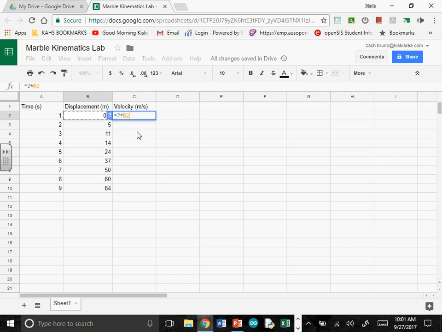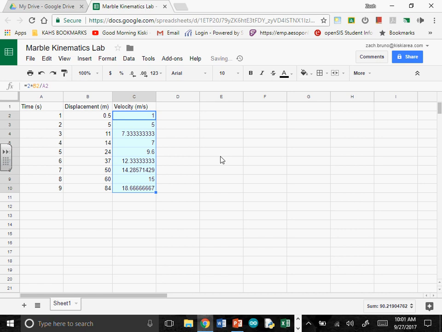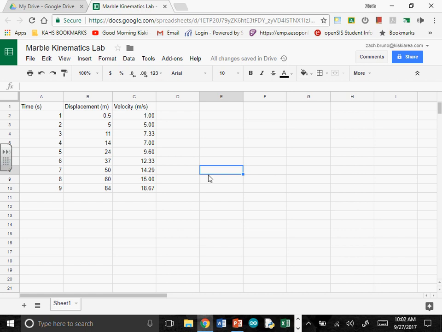So I'm going to click on my displacement cell, divided by the time, which is this cell. So it's 2 times b2 divided by a2, and this should give me the final velocity, which in this case is 1. Well, rather than type all those in, I can click and drag, and bam, I am done with my calculation, right? So these are all of my final velocities. And I did it just that quickly.